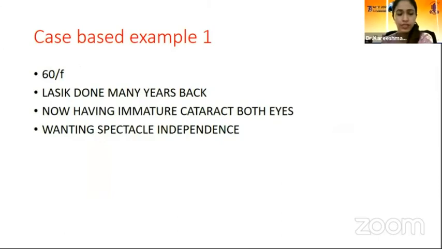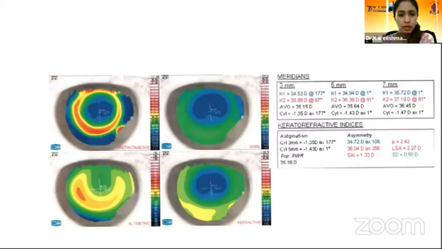So let's move on to examples. My first example is that of a 60-year-old lady who had LASIK done many years back and was now having an immature cataract, and she wanted spectacle independence. I had access back then to the CSO Placido topographer, so I got her topography done.